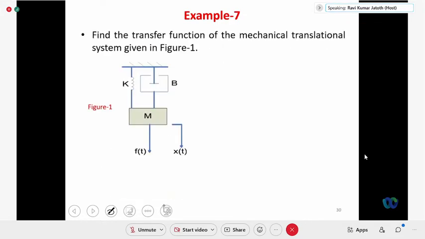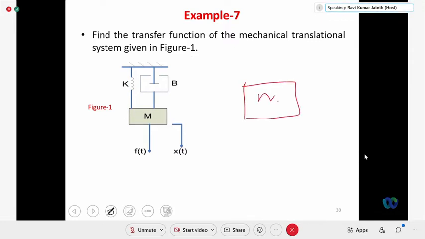Sometimes the mechanical systems can be given as a translation system only, but they will be hanging systems like this. In that case, how to obtain the transfer function? Here also it is the same case. We have to draw the free body diagram.